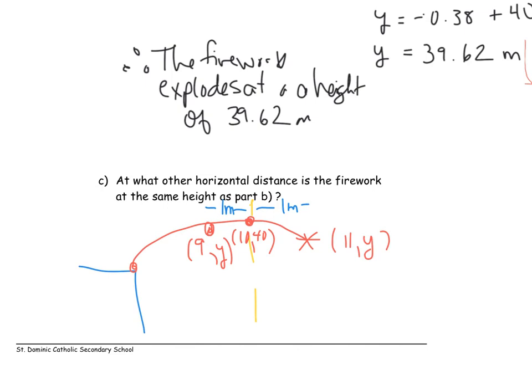So that's basically it. We're going to use those symmetry properties to allow us to answer that question. Again, I'm just going to remind you, the parabola, this firework's going to go up, up, up, and then it's going to go down, down, down, and so I can use that mirroring property of my axis of symmetry to locate the other position where I'm going to have a height of 39.62 meters. And so that is it.